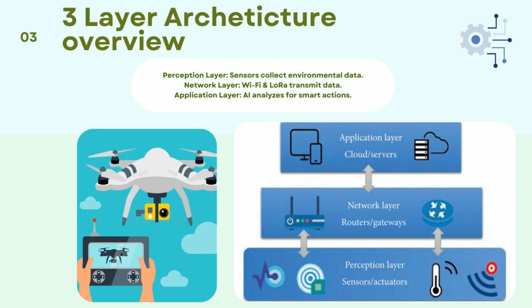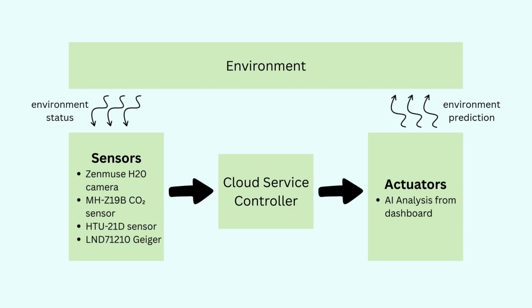Our chosen architecture is the three-layer architecture, which has the perception layer that is collecting sensor data from the sensors, the network layer, which is Wi-Fi and LoRa transmit data, and an application layer which analyzes the data with AI for smart actions.